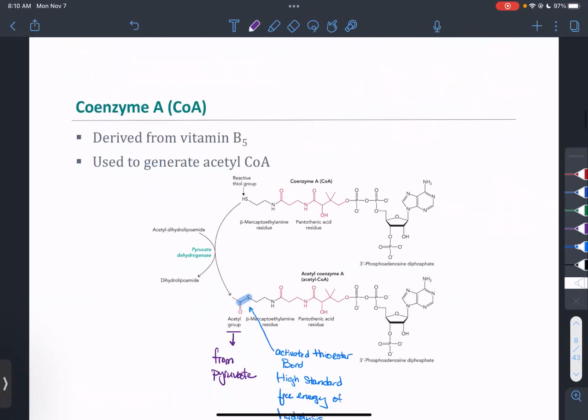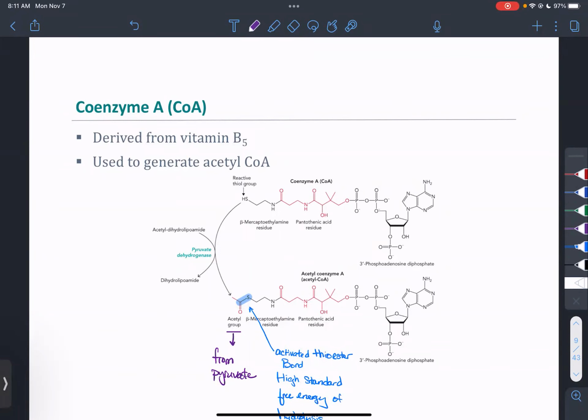All right. So if we're looking at our very first cofactor here, coenzyme, that's coenzyme A. And so this one's derived from vitamin B5, and vitamin B5 is pantothenic acid. You don't have to know which vitamin is which.